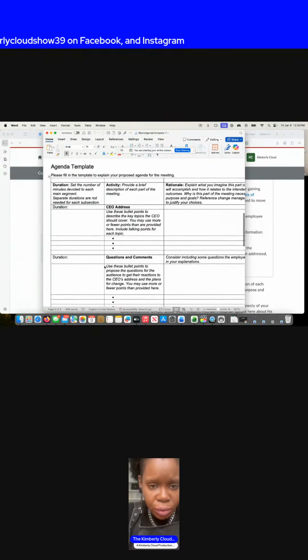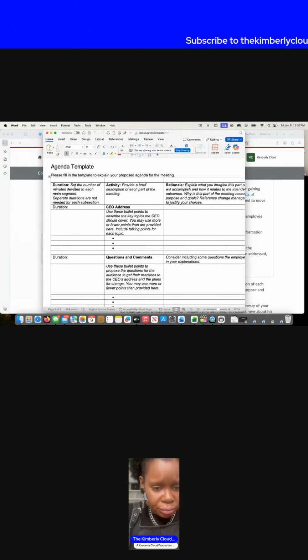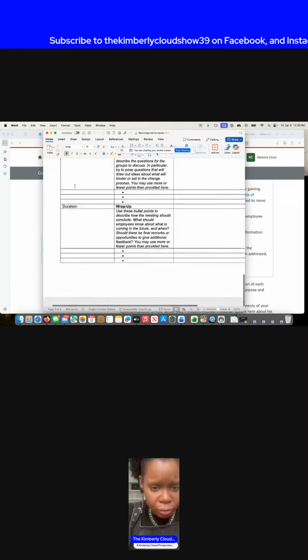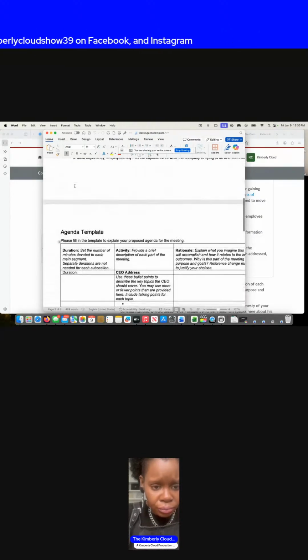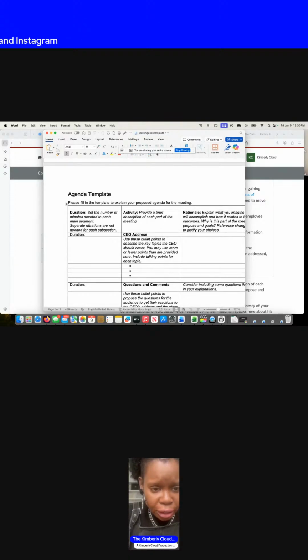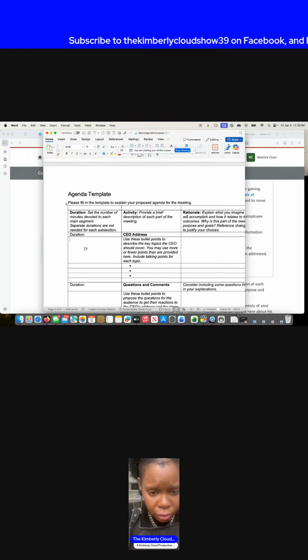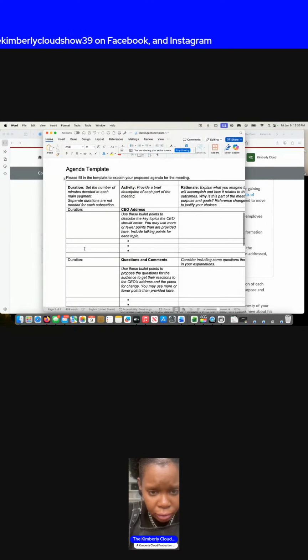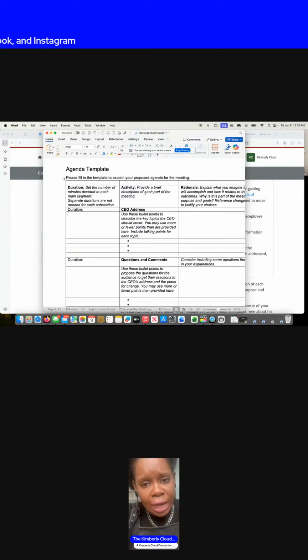Fill in a template to explain your proposed agenda for the meeting. For example, duration. Let's scroll down. Set the number of minutes devoted to each main segment. Separate durations are not needed for each subsection. Duration. Activity. Provide a brief description of each part of the meeting.